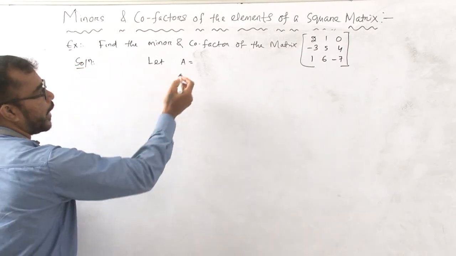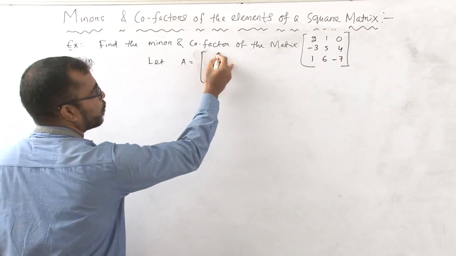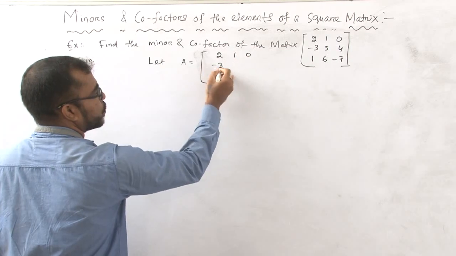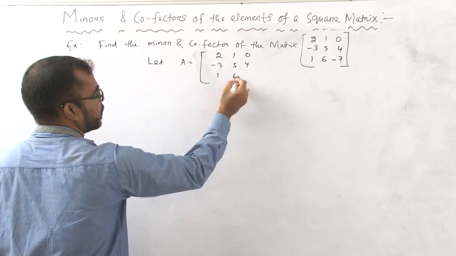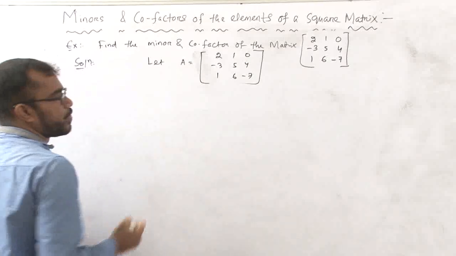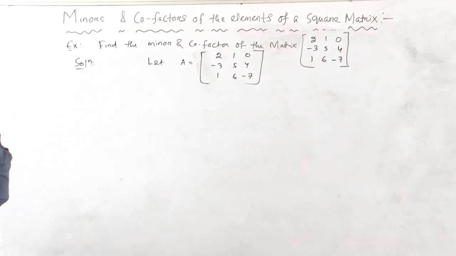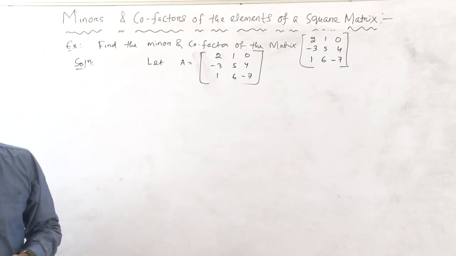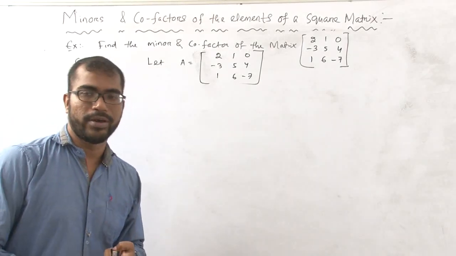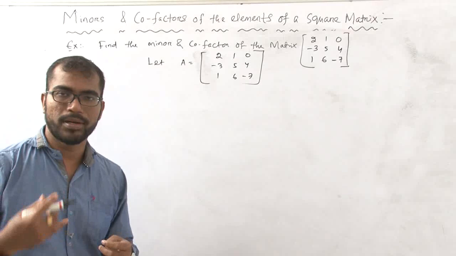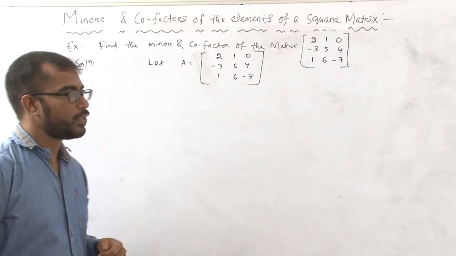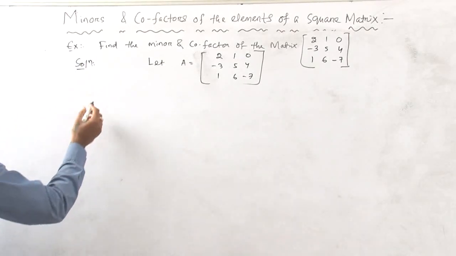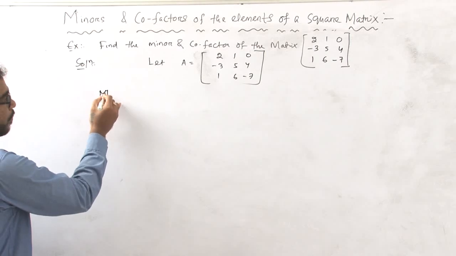So let A be a matrix having 2, 1, 0, -3, 5, 4, 1, 6, -7. So first write the matrix. In this matrix there are 9 elements, so we have to find 9 minors and 9 cofactors. First we write the positions of these elements.